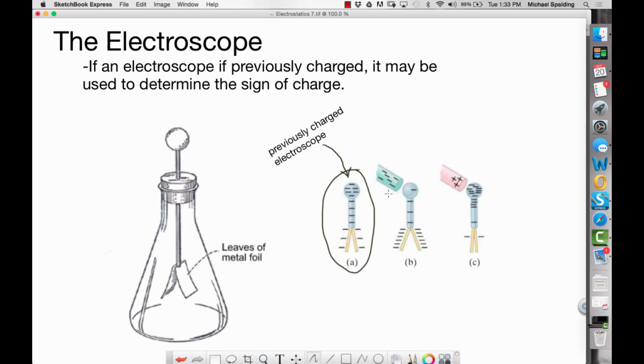So what would you expect to happen if you took a negative rod and put it near this previously charged electroscope? What's that going to do? It's going to take the electrons that are up here and push them down even more. So notice it went from negative to even more negative. So what did those little metal foils do? They came apart even more. All right, now what if you had a positive rod? If the rod was positive, what's that going to do to these electrons that are down here? It's going to pull those electrons up, which is going to make these metal foils come closer together.